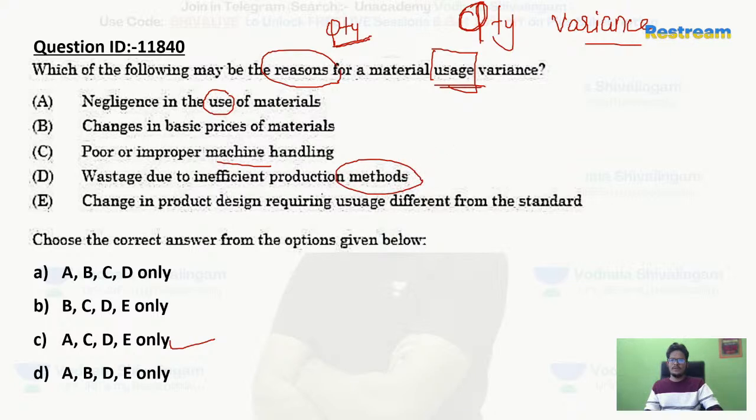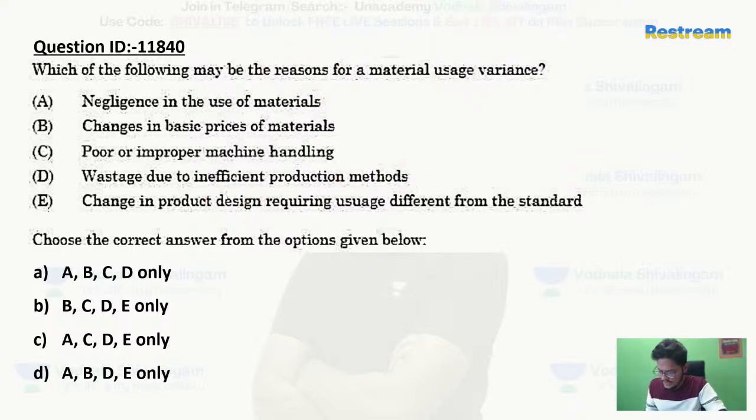Method of production. And a change in product design. Product design requiring using different from the standard. So the design of the product which made it in the standard is different, and actually the design you are using is different. Due to this reason, it will be.